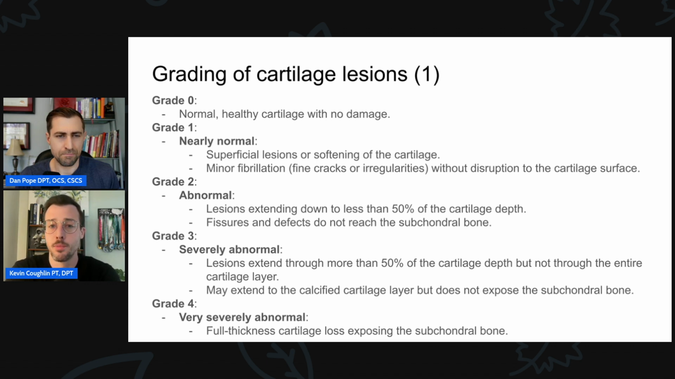So there might be some superficial lesions or softening of cartilage. Minor cracks or irregularities are sometimes seen, but there's not really a big disruption of the cartilage surface. Grade 2 starts to get a little more abnormal. Lesions extending down into less than 50% of cartilage depth. Fissures and defects do not yet reach the subchondral bone.